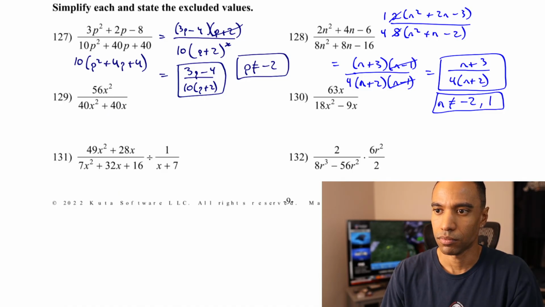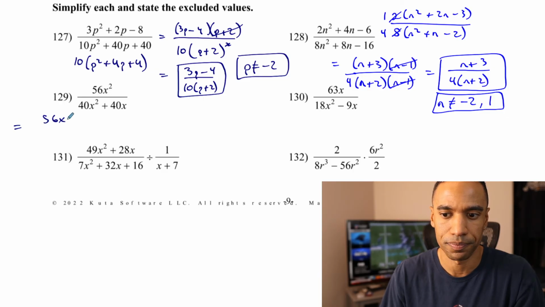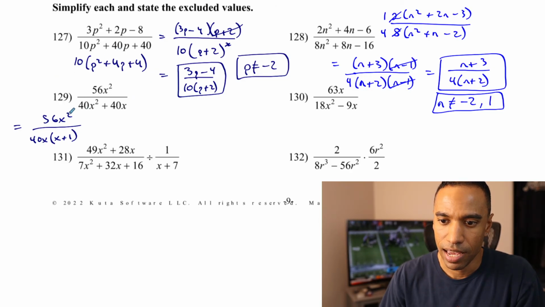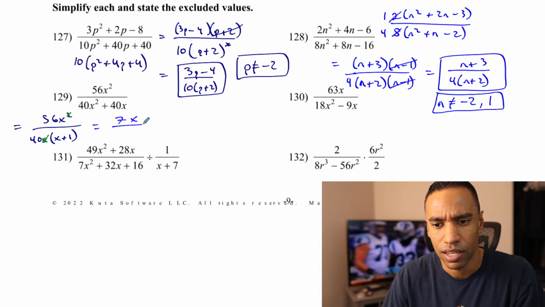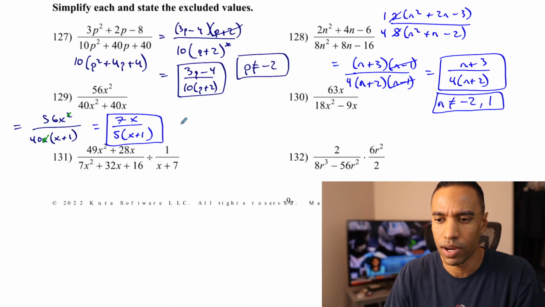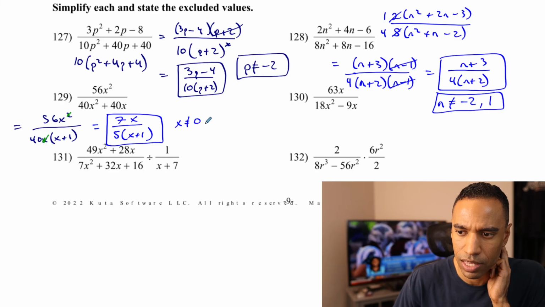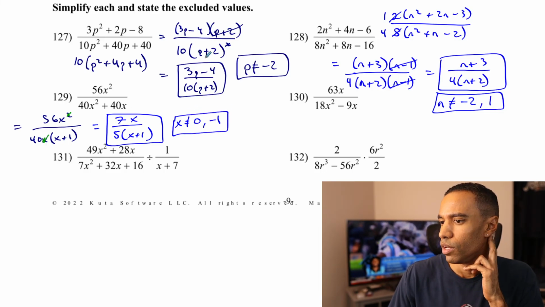Okay. Nothing to do on top on this one right here, just 56x squared, at least not yet. On bottom, you can factor out a 40x, and you have x plus 1. Now I can do some stuff. X squared divided by x is x. 56 over 40, I can divide by 8, and I get 7 over 5. And there's the reduced one right here. X cannot equal 0 because of the x I canceled out there, and x cannot equal -1 because of the thing that remains there. Those are the restrictions.